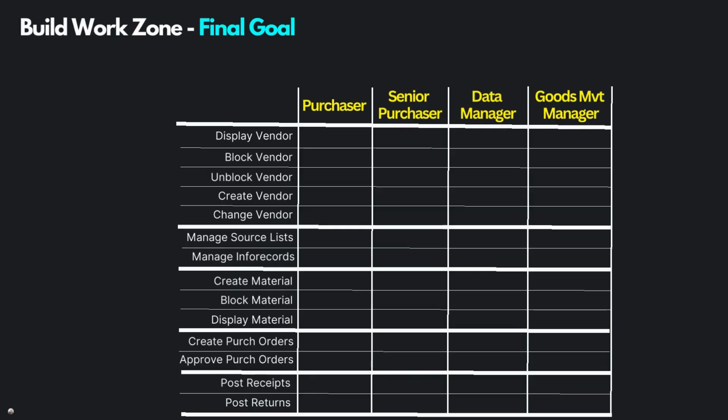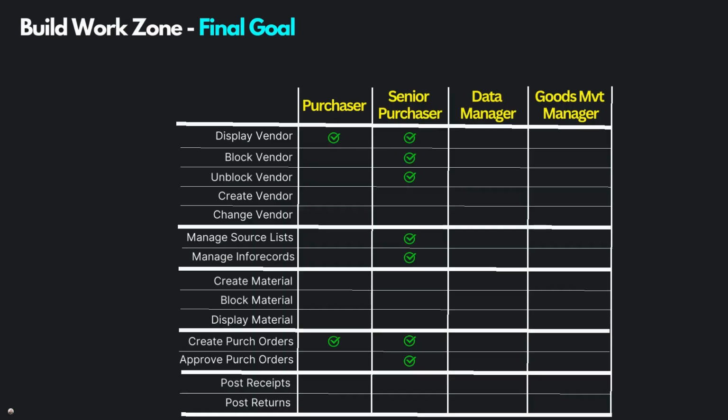A purchaser should be able to access the vendor display app and also create purchase orders. A senior purchaser should, of course, be able to do all that the purchaser can do. And in addition, the senior purchaser should also be able to unblock a vendor, manage source lists and info records, and also approve purchase orders.